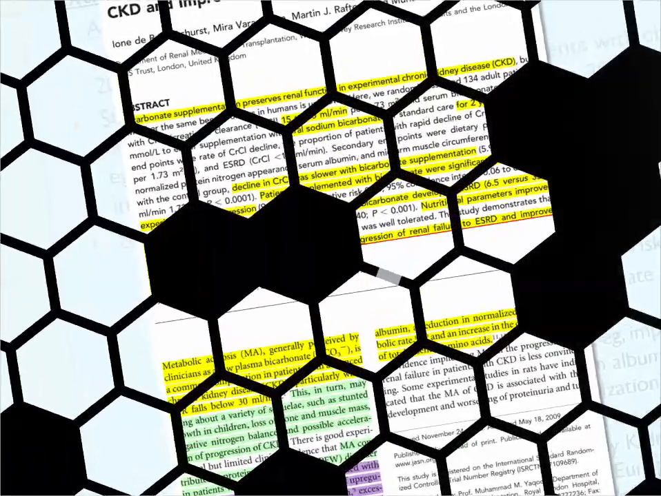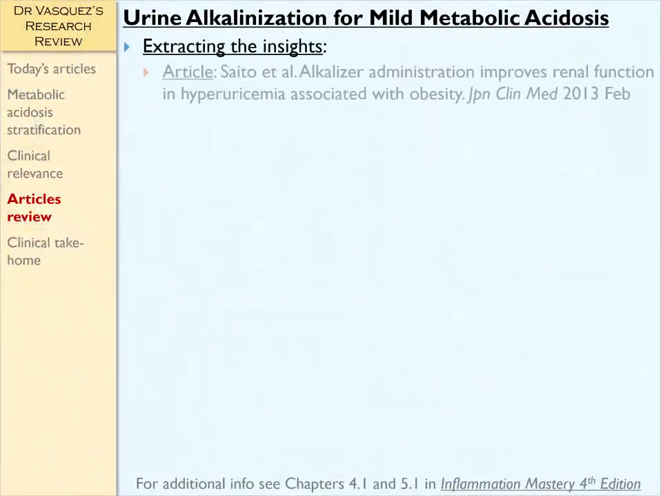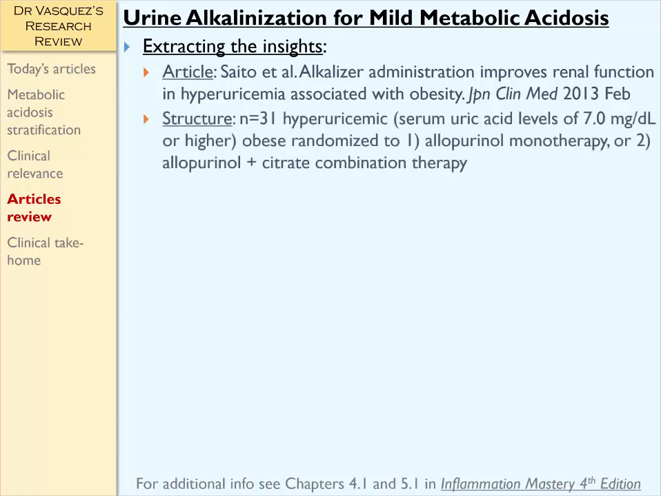Let's move on now to the third article in this review. This article is titled, Alkalizer Administration Improves Renal Function in Hyperuricemia Associated with Obesity. This was published in the Japanese Clinical Medicine Journal in 2013. The structure of this study is that of a study involving 31 hyperuricemic obese patients randomized to receive allopurinol therapy to reduce their serum uric acid levels or allopurinol plus citrate, which was called combination therapy.